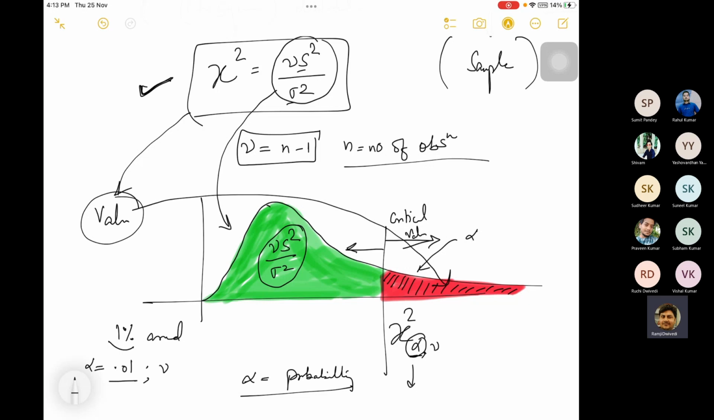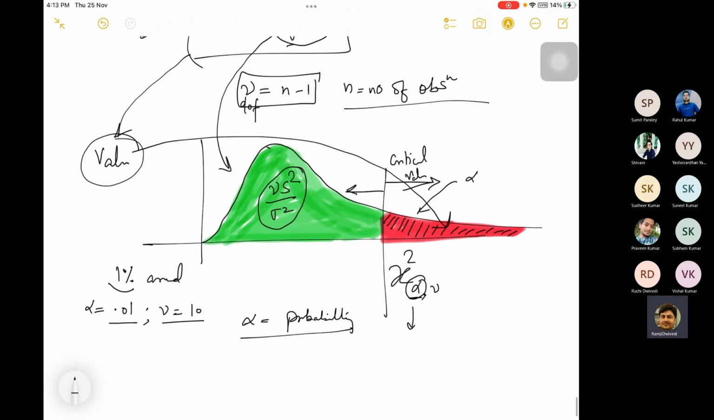Having 10 degrees of freedom, this is DOF, degree of freedom. So if this is the case, 1% area under the curve, that means alpha is 0.01, and degree of freedom is 10, then we'll go with the table. A chi-square table would be given in your book at the last. Then you'll go with the alpha value and degree of freedom value.